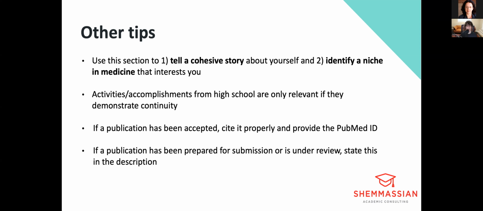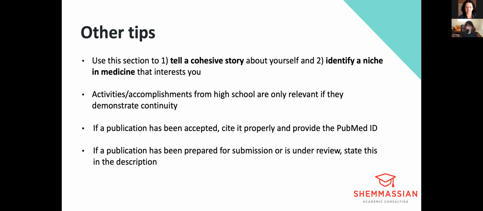Next, activities and accomplishments from high school are only relevant if they demonstrate continuity. What do we mean by that? If you did something in senior year of high school and stopped, and you never did it once starting college, don't include it. But if you started something in senior year and you continued it through junior year of college, you can use the high school start date as your start date, to demonstrate continuity. That's sort of the rule. When did it start? When did it end?